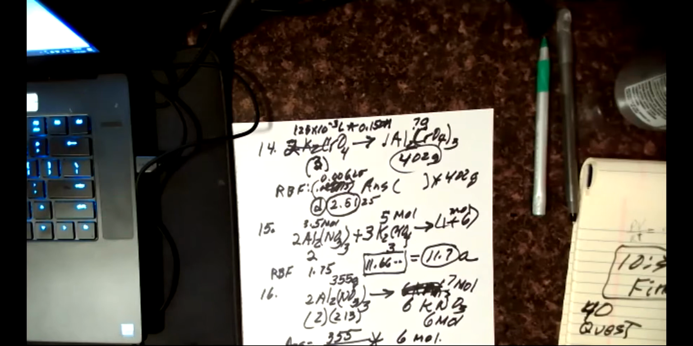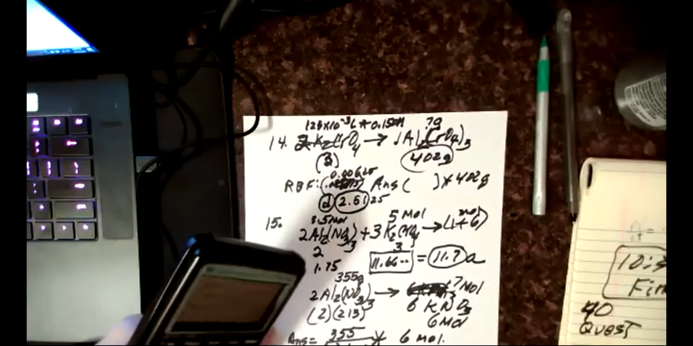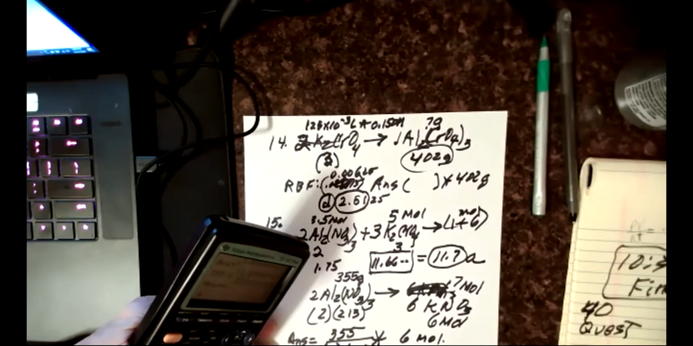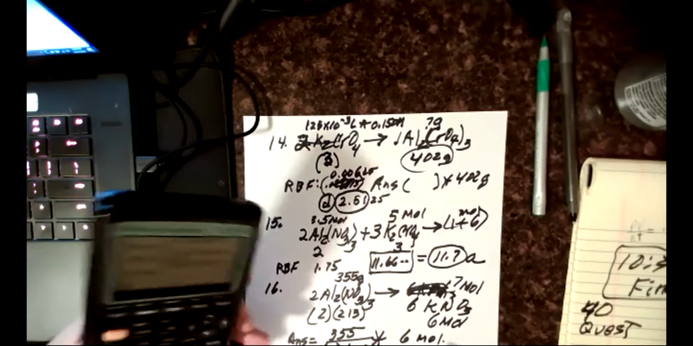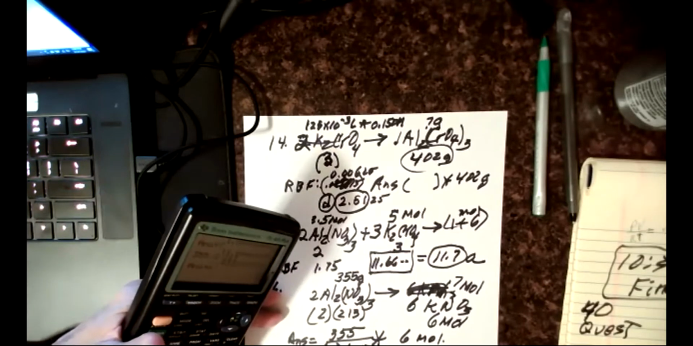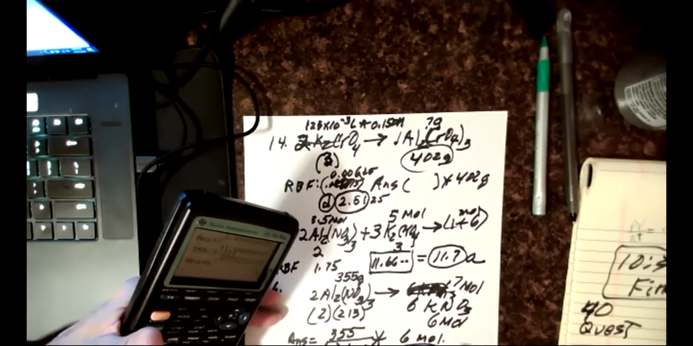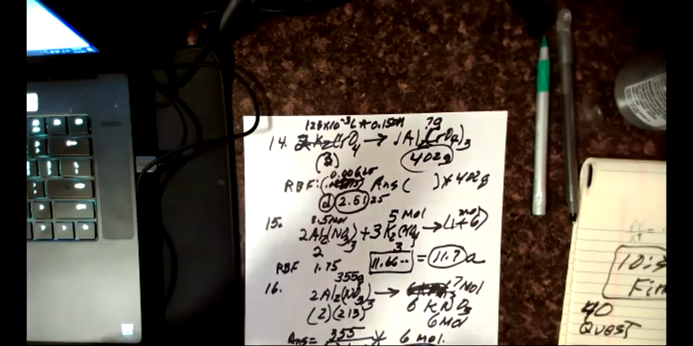So that should be the answer to that one. Doing 16. Okay, so 355 divided by 2 and divided by 213. That gives 0.833 multiplied by 6 is 5. So this comes out to be 5.000 moles on my calculator. And that is response B on the test, so we're good.